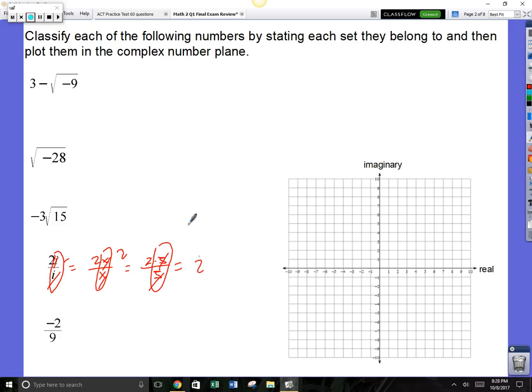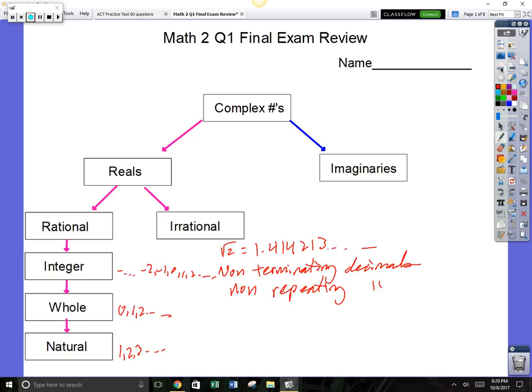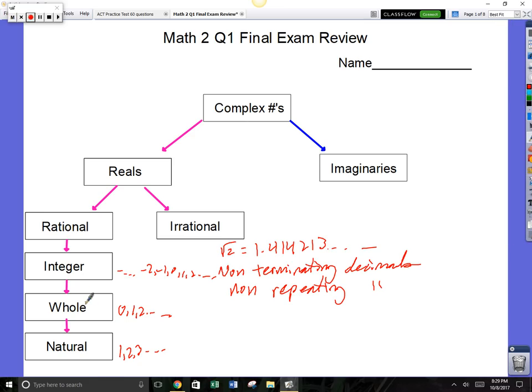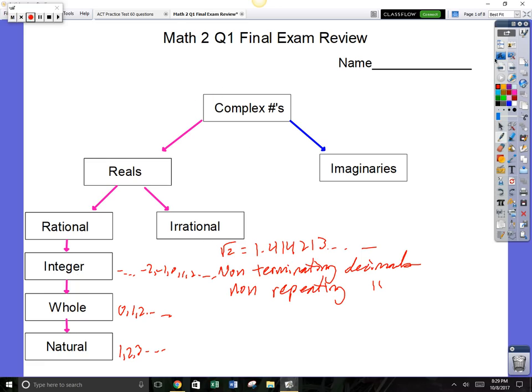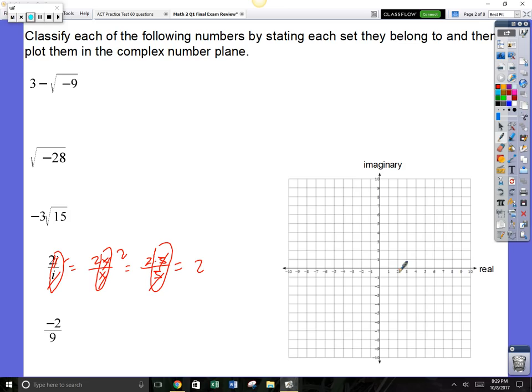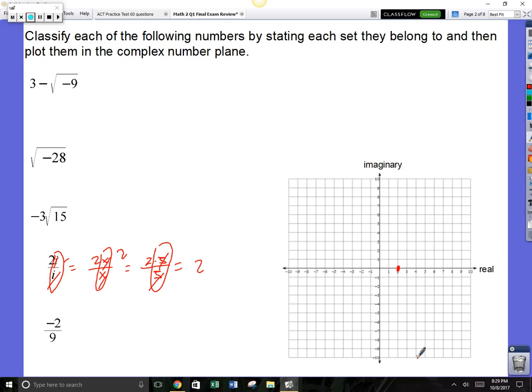Okay, now 2 shows up in every single group except for imaginary and irrational. So 2 starts out at the bottom and works its way up. It is natural. It's whole. You can find it in the integers. You can find it in the rationals. You can find it in the reals. You can find it in complex. So it lives in 6 sets. You gotta have them all. Natural, whole, integer, rational, real, complex. And 2 is just right there on the real number line.